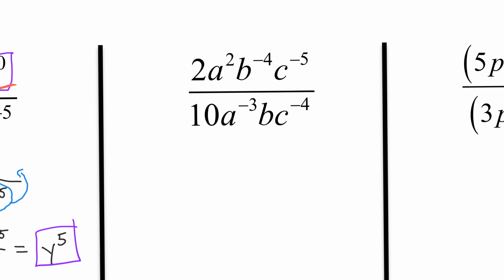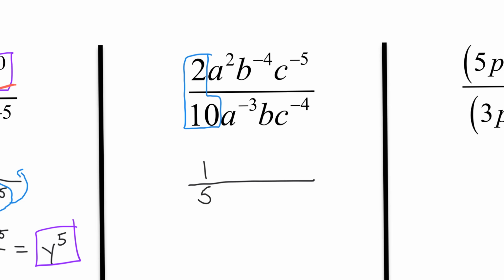So first of all, you look at the coefficients, the numbers. So I'm going to put the fraction line here. And I'm going to look at the numbers, 2 over 10. That's how you start. You did that in the previous lessons. You did that last year. You reduced fractions. 2 over 10 is going to be 1 over 5.